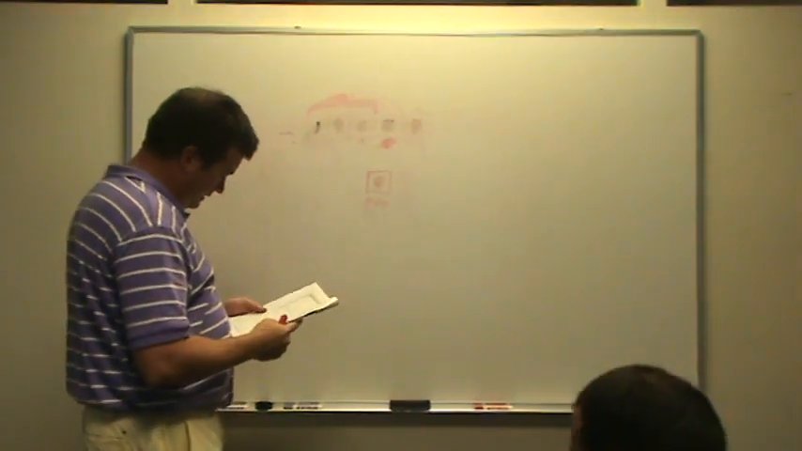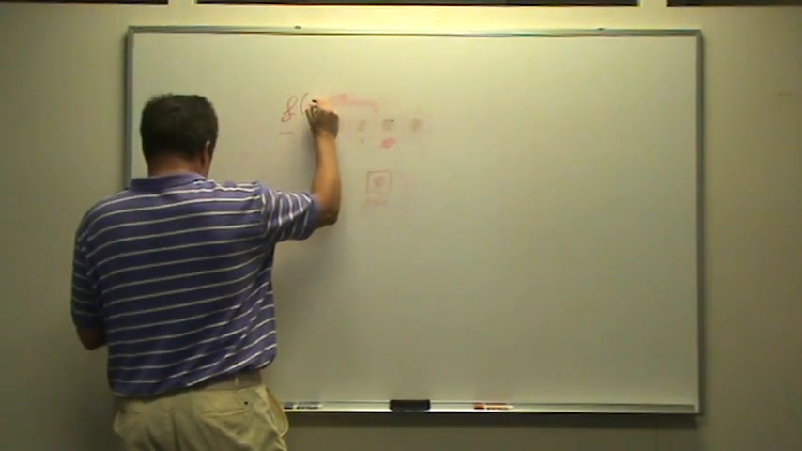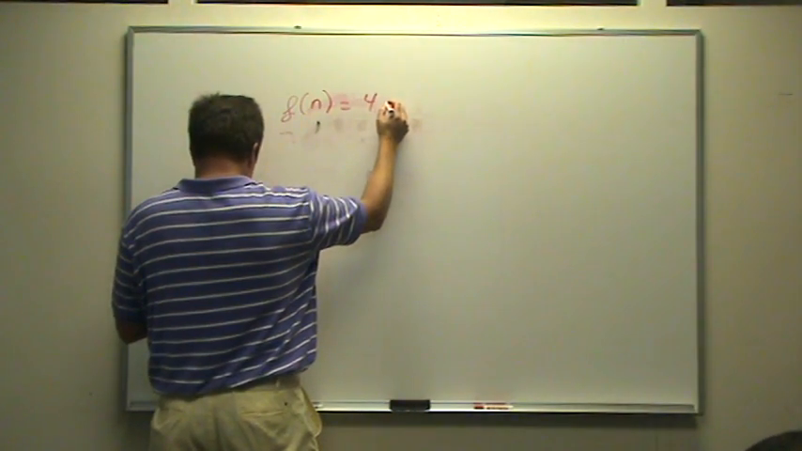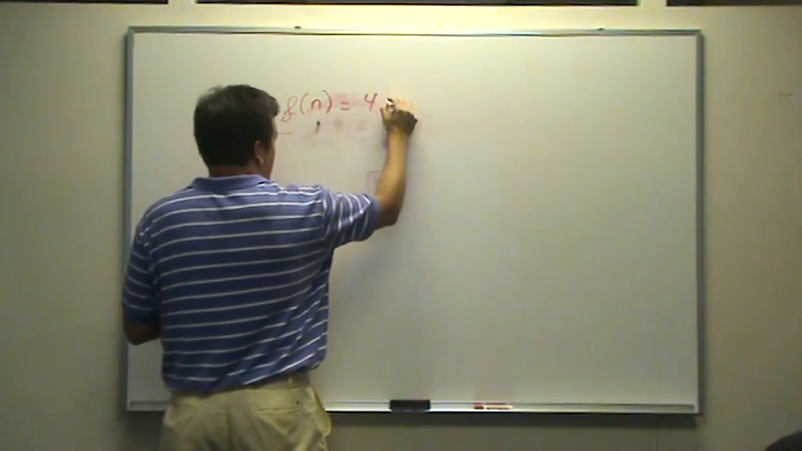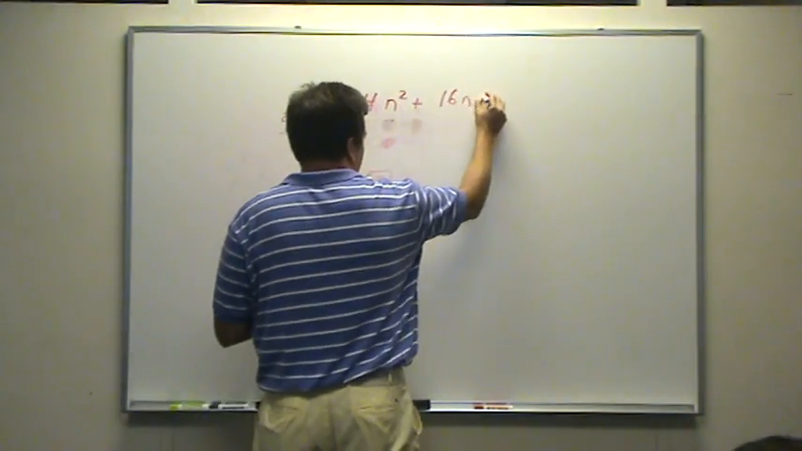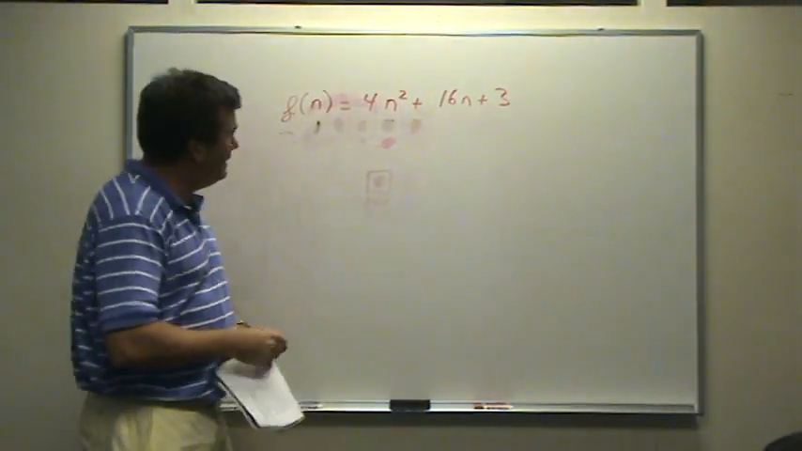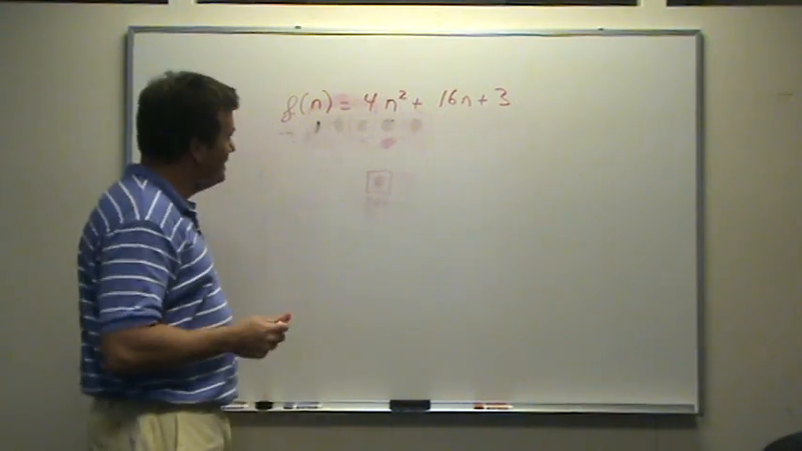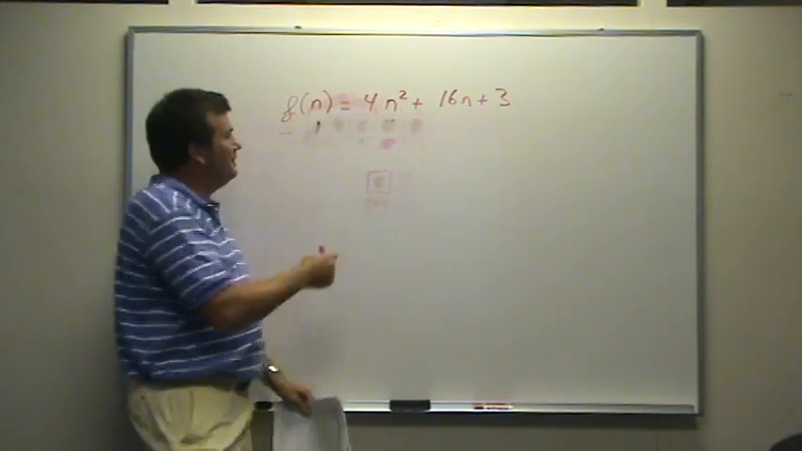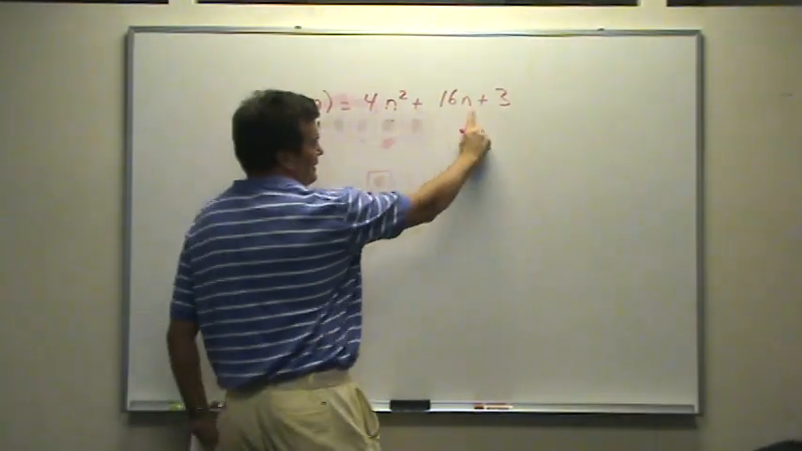So if I have an example like this, f of n equals 4n squared plus 16n plus 3. Now this is a purely mathematical concept. It's in math textbooks, but we're going to use this for computer science. What's the dominating term? Right away, if n got crazy large, the n squared term, however long that step takes, is going to mean everything. The rest is going to be like chump change.